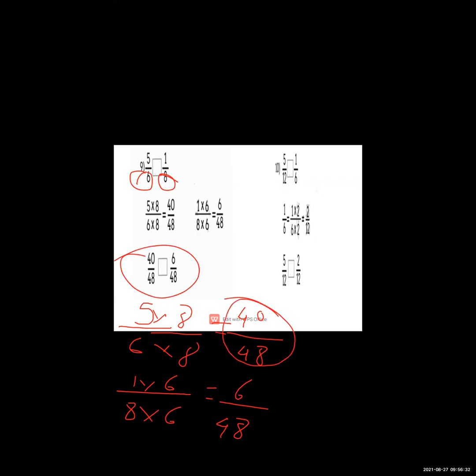Now the second fraction we will take, that is 1 upon 8 multiply by 6. 1 6 is 6. 8 6s are 48. So both the fraction denominators we get same. See here 40 upon 48. Here it is 6 upon 48.